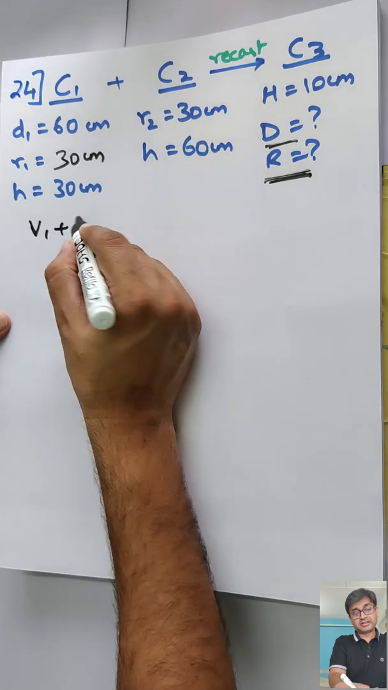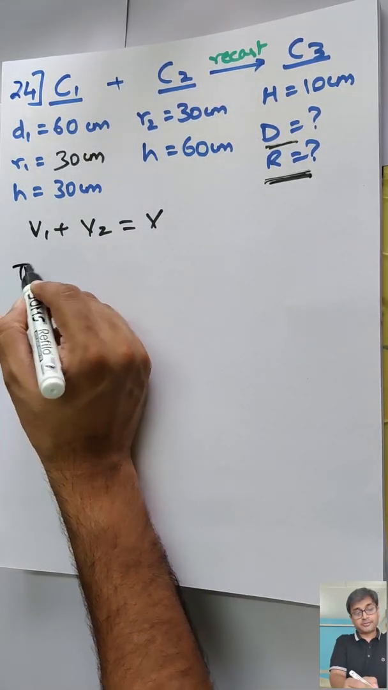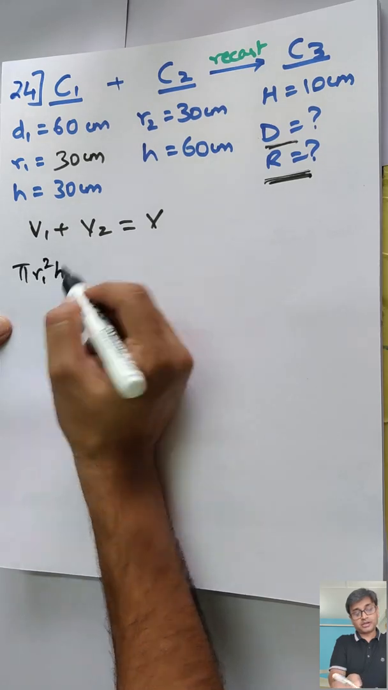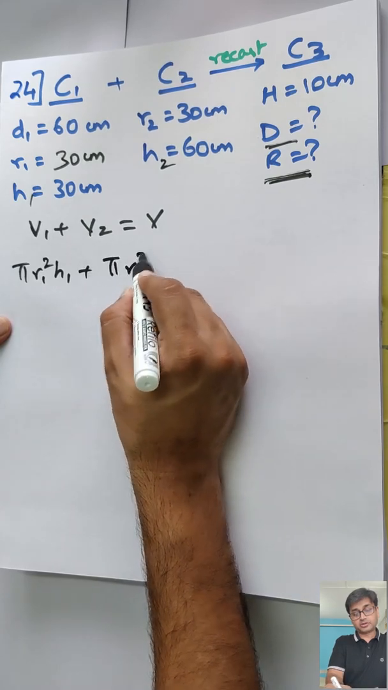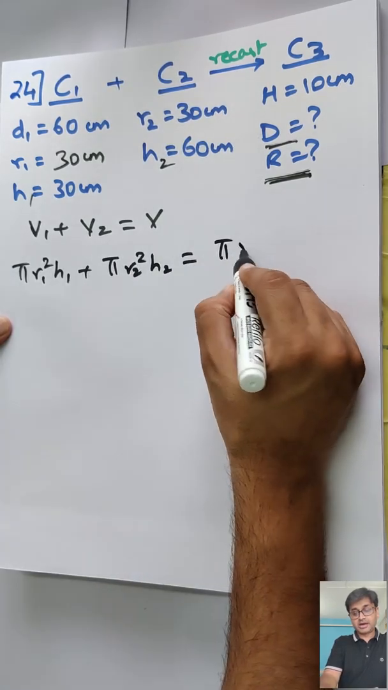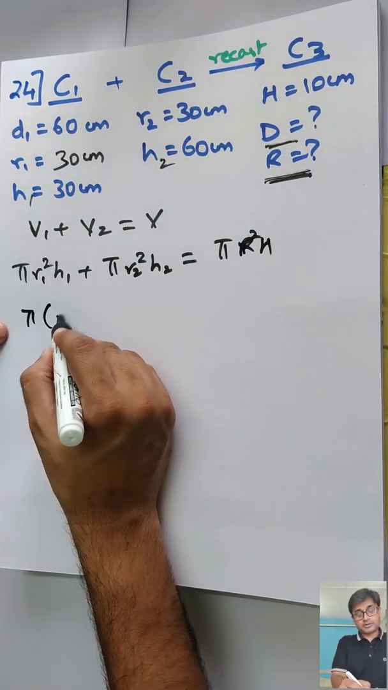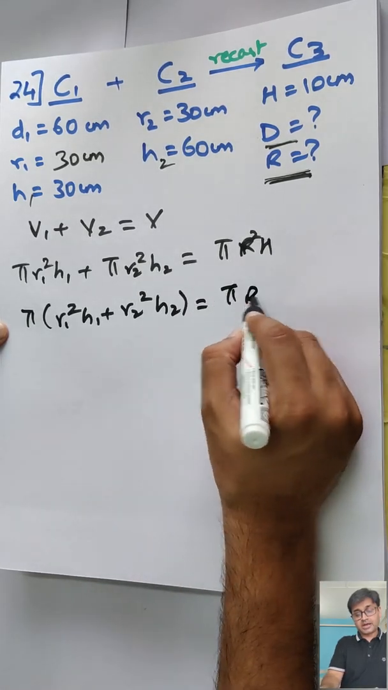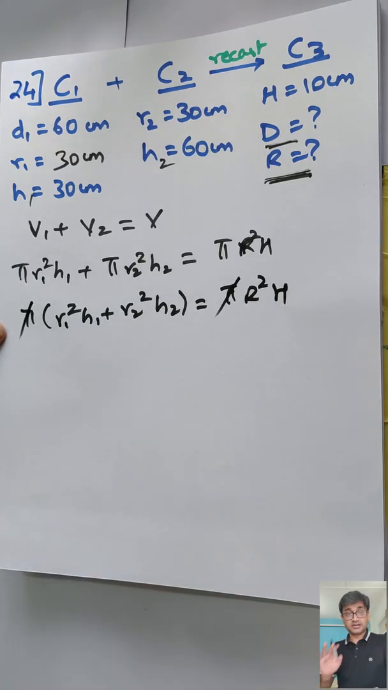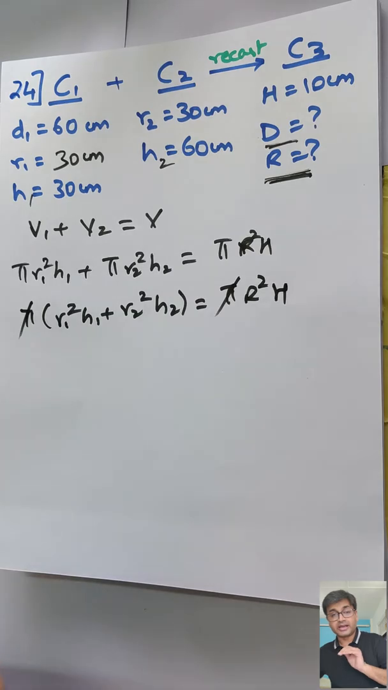So volume of one cylinder plus volume of second is the volume of third. So volume of one cylinder is pi r1 square h1, then pi r2 square h2, and pi capital R square h. Alright. Pi can be pulled common, so r1 square h1 plus r2 square h2 equals R square h, and pi gets cancelled. Don't do this separately and then add. Do everything together so pi gets cancelled. Your life becomes much easier.